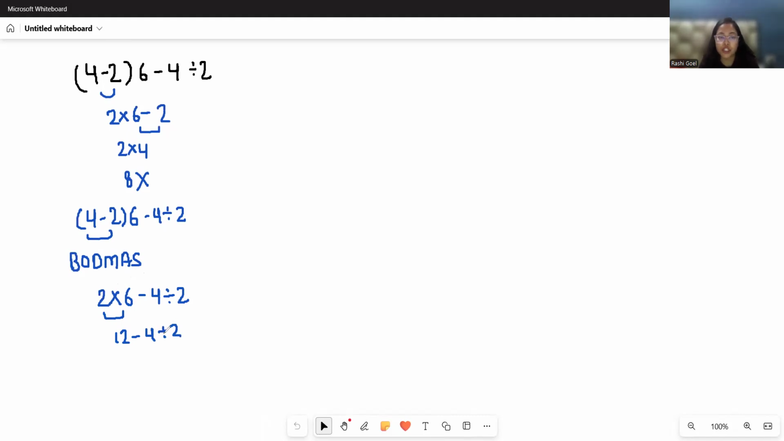Now we have two operations, that is subtraction and division. So we have to solve divide first. So it becomes 12 minus 2, that is 10. What is the final answer? 10.